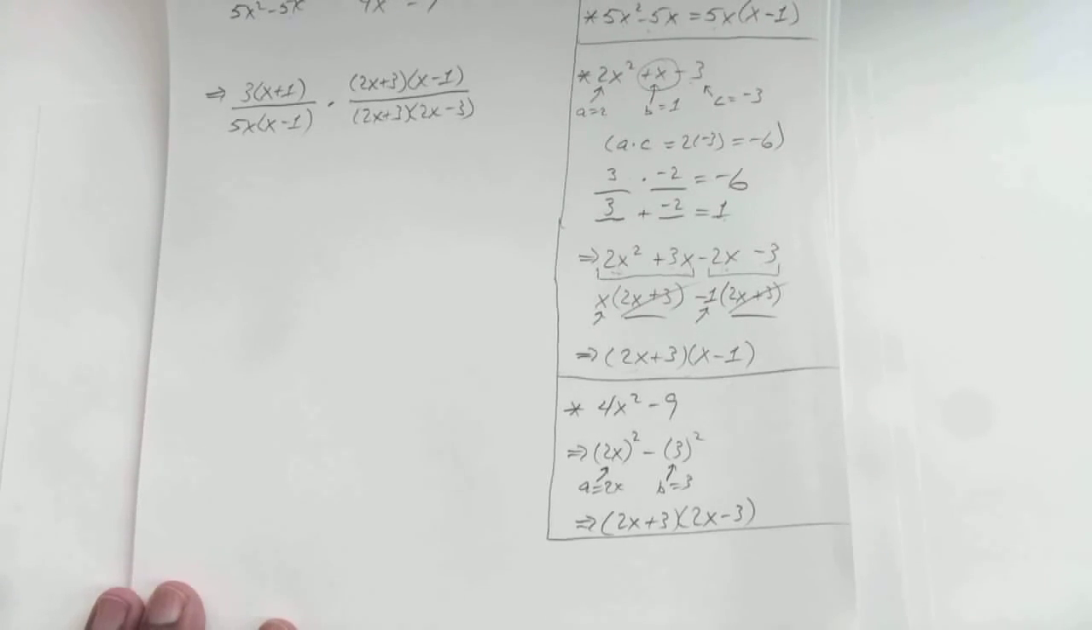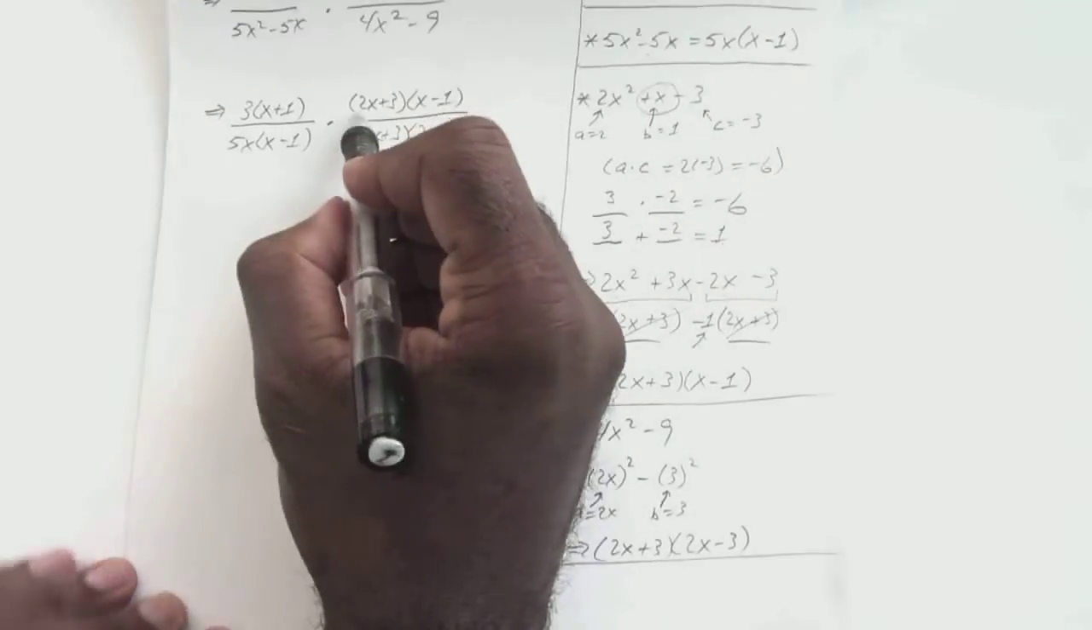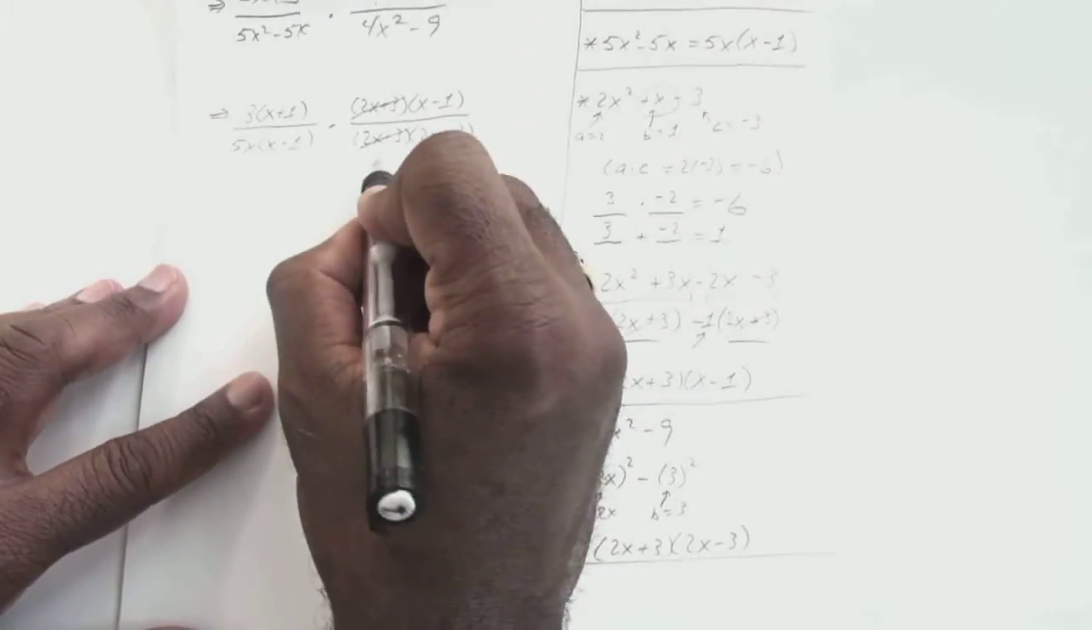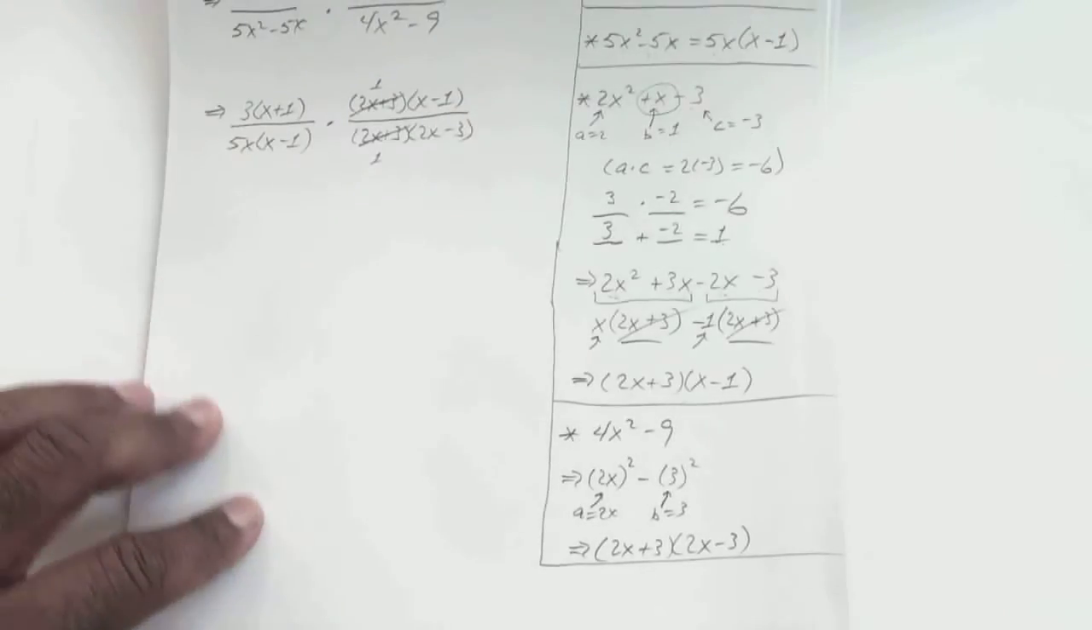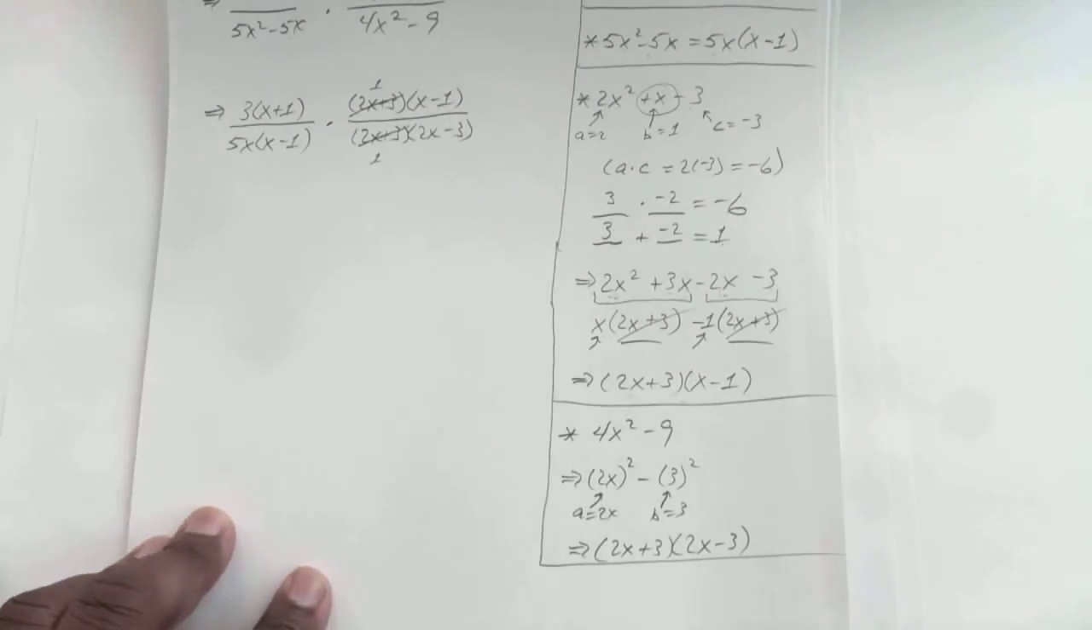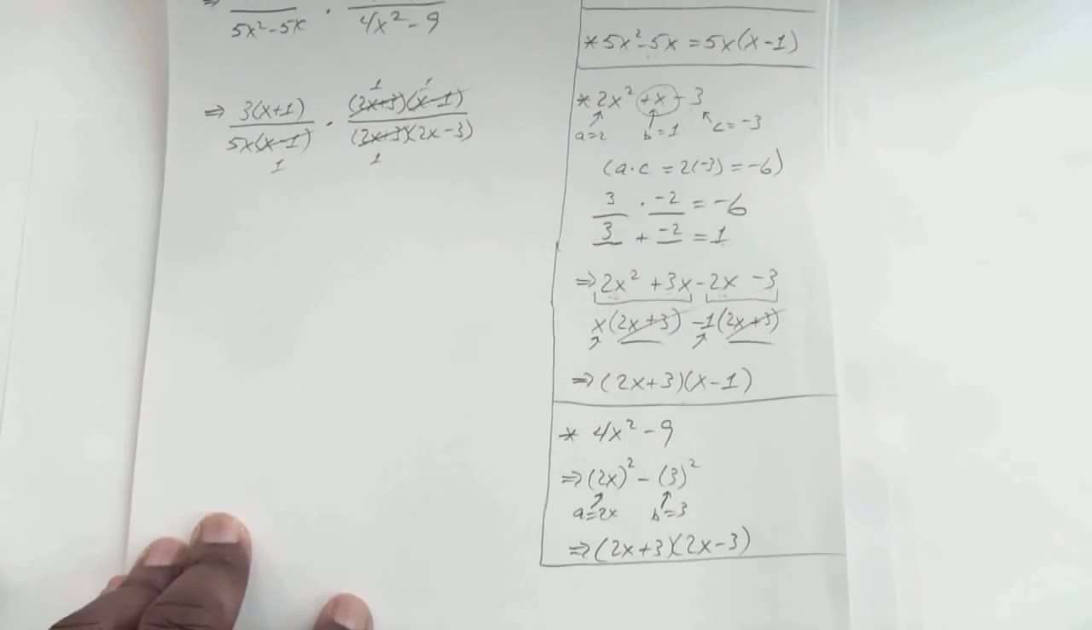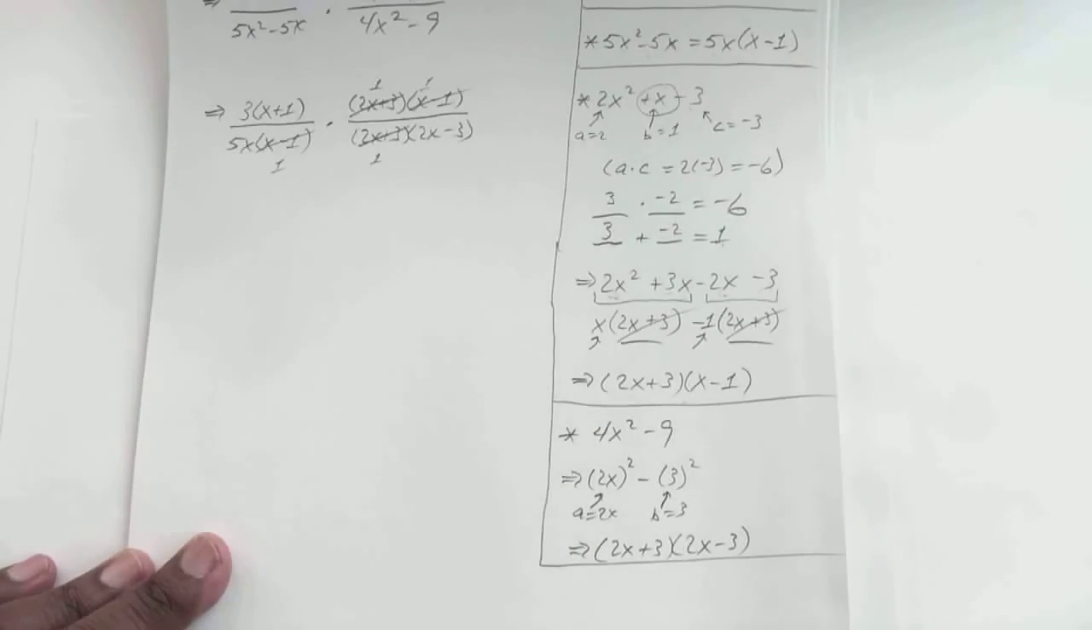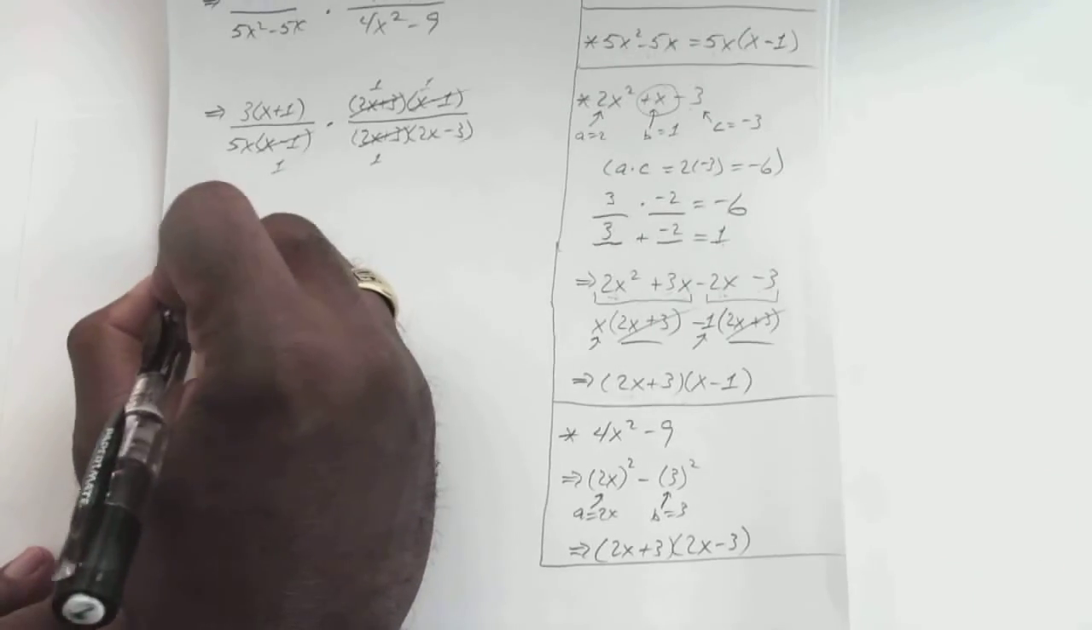Now once everything's factored out, we start canceling stuff away. We have 2x plus 3 here and 2x plus 3 here, those two can cancel out. We have x minus 1 here and x minus 1 here, those two can cancel out. Nothing with a 3 and 5 cancels. You don't have any x's that cancel out. So whatever didn't cancel out will be your answer.